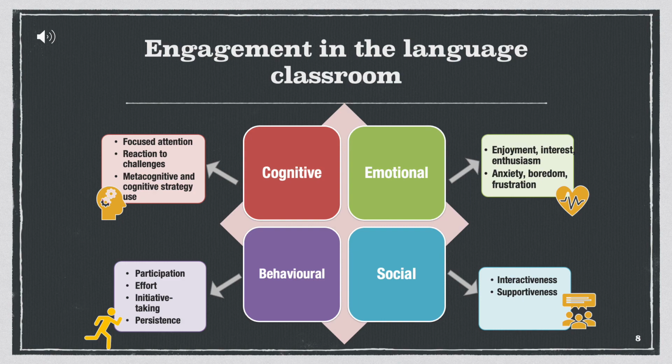The second one is emotional engagement, which refers to positive and negative affective reactions towards the learning activities and the learning environment. These include enjoyment, interest, enthusiasm, but also, for instance, anxiety, boredom, or frustration. Next, we have behavioral engagement, which refers to active involvement, participation, initiative taking, and persistence in tasks. And finally, social engagement refers to interactiveness and supportiveness among peers.